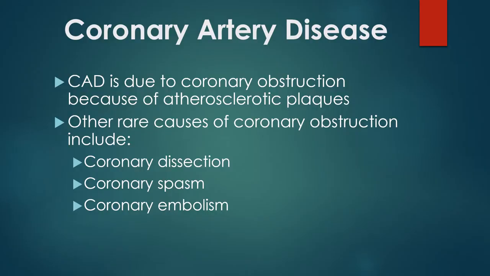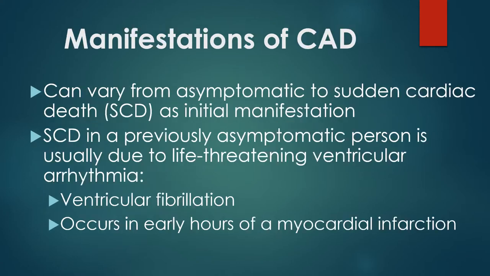In general, CAD is due to coronary obstruction because of atherosclerotic plaques. Other rare causes of coronary obstruction include coronary dissection, coronary spasm, and coronary embolism. Manifestations of coronary artery disease can vary from asymptomatic to sudden cardiac death as initial manifestation. Sudden death in a previously asymptomatic person is usually due to life-threatening ventricular arrhythmia known as ventricular fibrillation, which can occur in the early hours of a myocardial infarction.